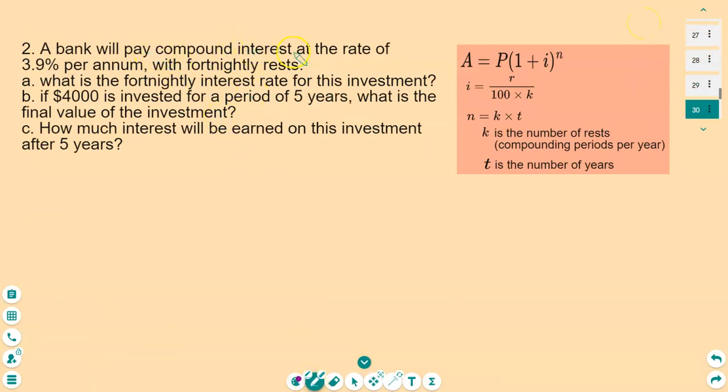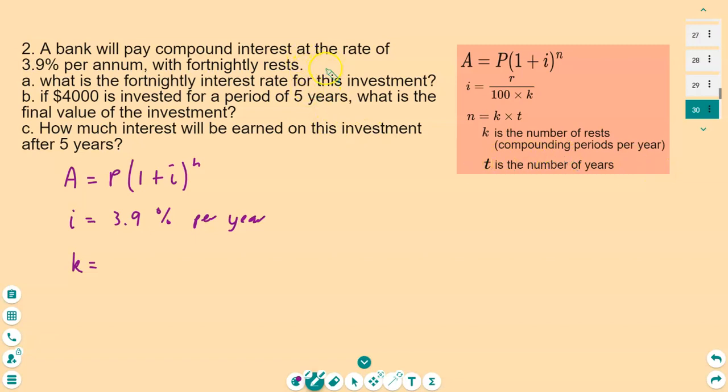A bank will pay compound interest. May as well just write it down as we go. We know that's the compound interest formula. At the rate of 3.9% per year, with fortnightly rests. Okay. Now we can do a little thing here. This is what some people memorize. So K is the number of rests, the number of compounding periods per year.